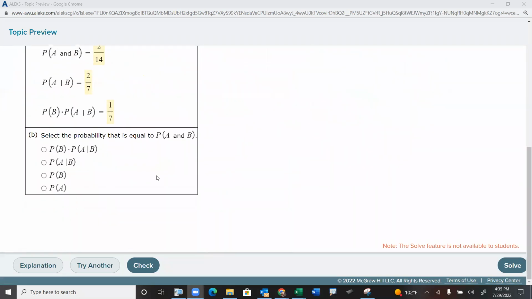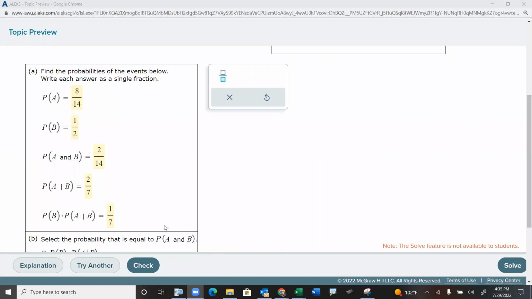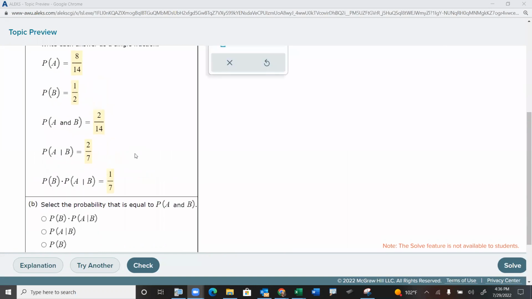Select the probability that is equal to the probability of A and the probability of B. Well, we already know the probability of A and B. It's 2/14, or 1/7. Well, wait a minute. Hey, this one's 1/7 also. Yeah, so let's just mark that. You just match up the numbers.